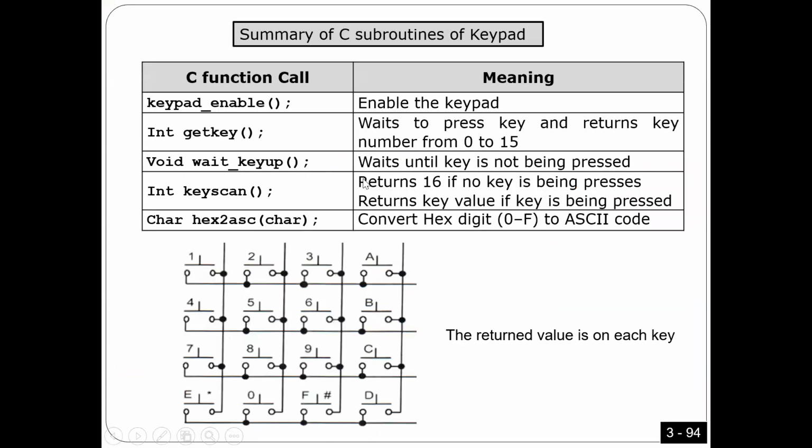Let's now talk about C. Same thing for C language. It is still the same thing. We have a number of subroutines. We are gonna just use them. So let me explain the subroutines we have. Number 1, we have keypad enable. This one is used for configuration. You have to do it only one time in your program, just for configuration.